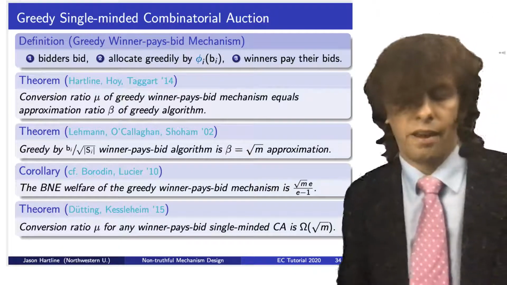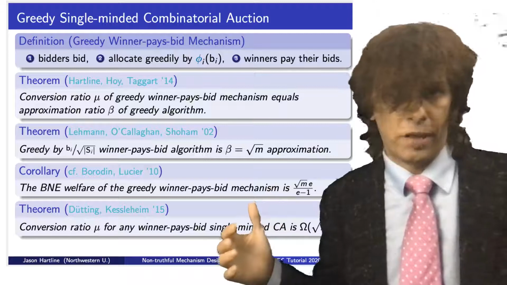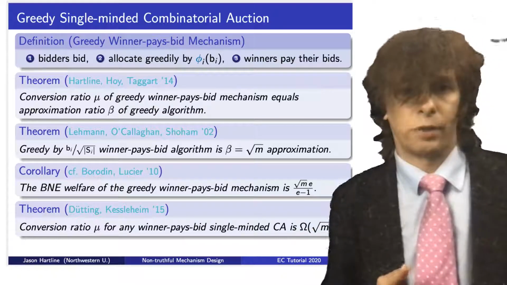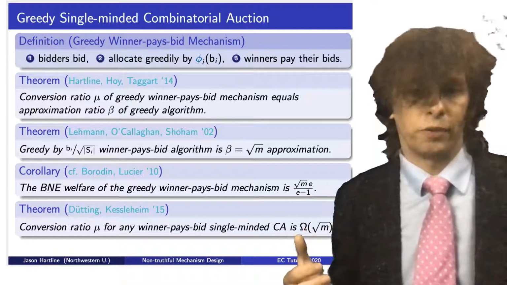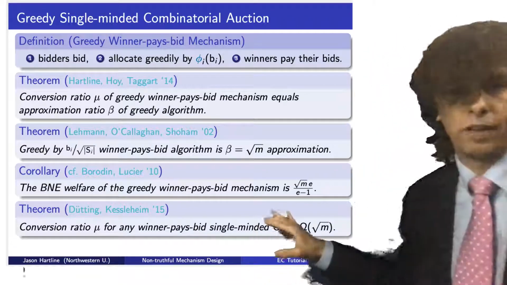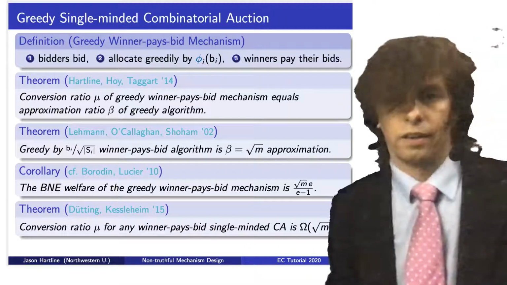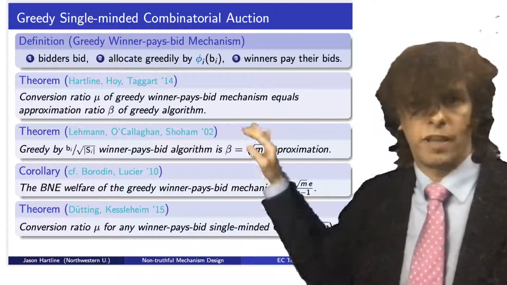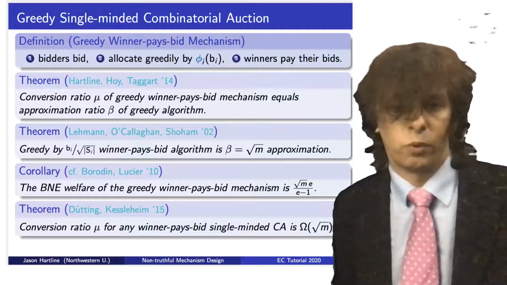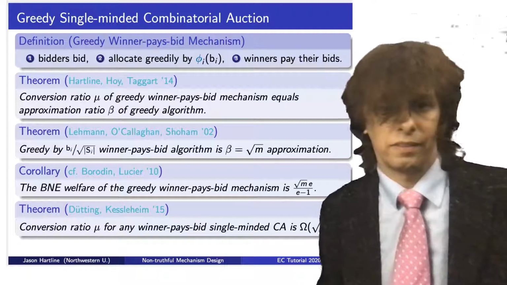In fact, you might ask now, well, we saw that the highest bid wins, winner pays bid mechanism has a conversion ratio of m for the single-minded combinatorial auction. This greedy algorithm has a conversion ratio of square root m. Well, maybe there's some better auction that has a better conversion ratio. But in fact, Dütting and Kesselheim showed that a conversion ratio of mu for any winner pays bid single-minded combinatorial auction is no better than square root of m. So in fact, this greedy algorithm gets the best conversion ratio, and therefore is, in a sense, via these techniques, the auction that has the best equilibrium performance in the worst case.